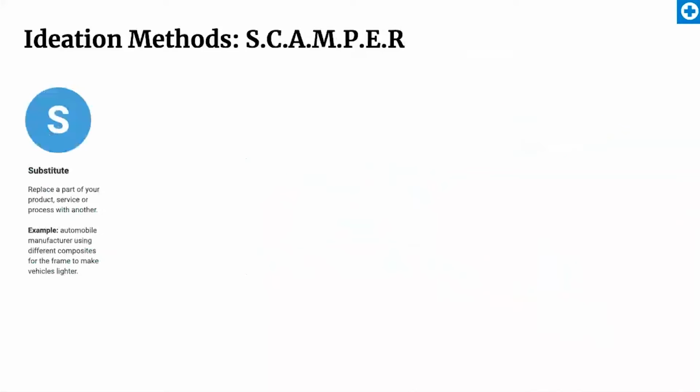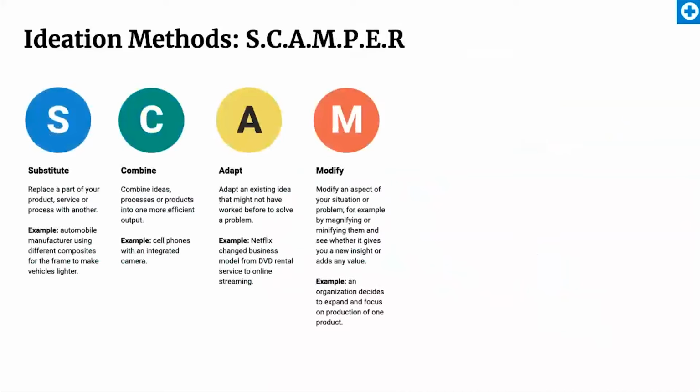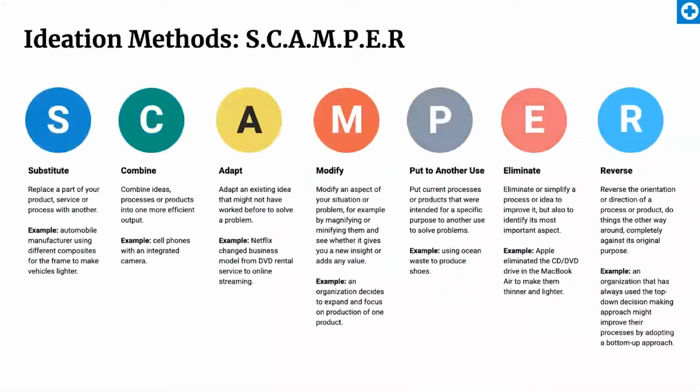With SCAMPER, each letter stands for a different thinking technique that encourages creative thinking and continuous improvement. For example, C stands for combine, where you try to combine ideas, processes, or products into one more efficient output. So an example of this would be a cell phone integrated with a camera. You can go through each letter as a sketching exercise or have SCAMPER on hand to reference as needed during ideation exercises like Crazy 8s as a catalyst for inspiration.